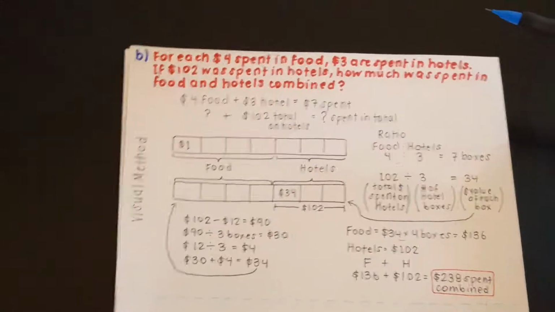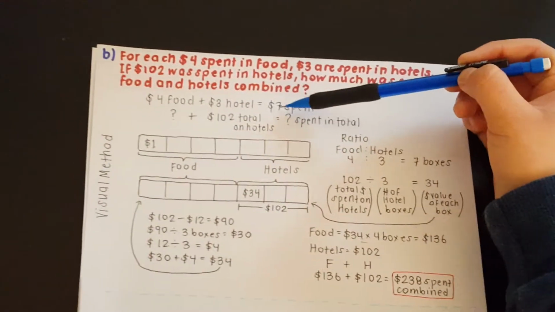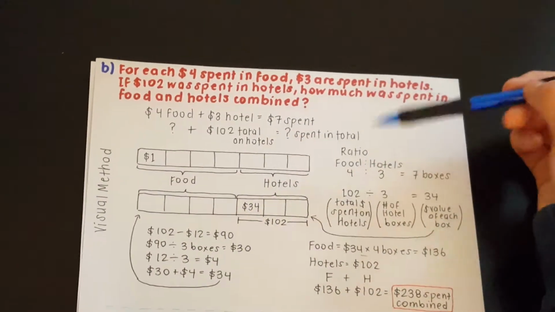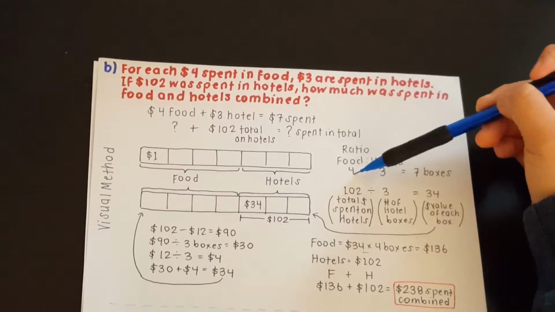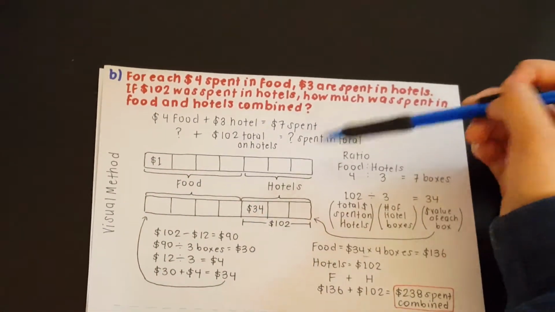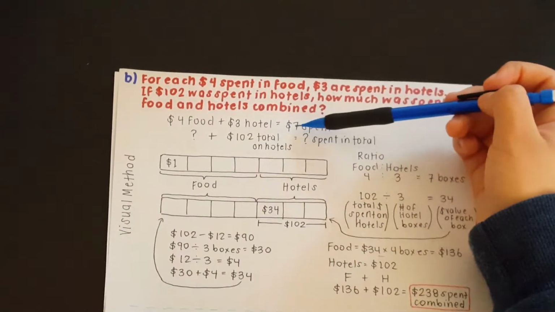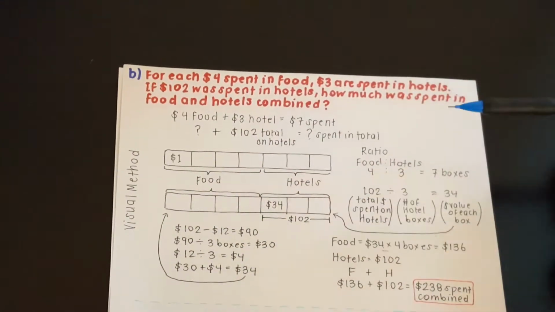So with the given information, we know that $4 was spent on food and $3 was spent on hotels, totaling up to $7, which we can use in a ratio of food and hotels, which is 4 to 3, totaling up to 7 boxes, as shown in the visual method. We can also allocate $1 to each of the 7 boxes.